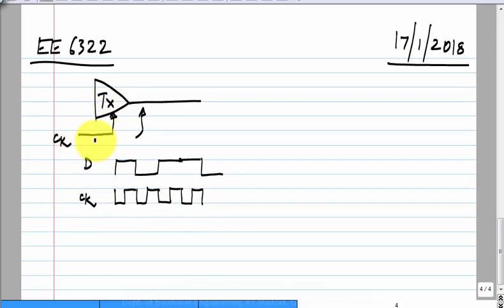Okay. And by convention, typically I assume that the transitions of data happen at the falling edge of the clock and the rising edge of the clock is in the middle of the data. It could be other way around also, but this is what I will assume. Now, what is the meaning of receiving this? You get some data.